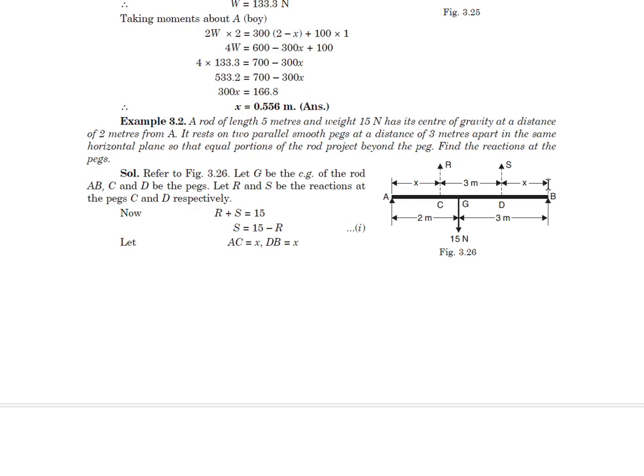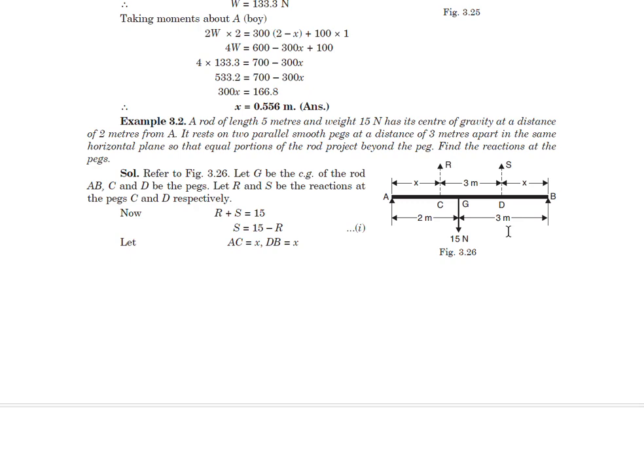Okay, so these are the forces. Remember that at points A and B there are no forces given, because the rod is being supported by the two pegs at C and D. There are no other supports at A and B. You can ignore these two arrows. That is what I meant to say.